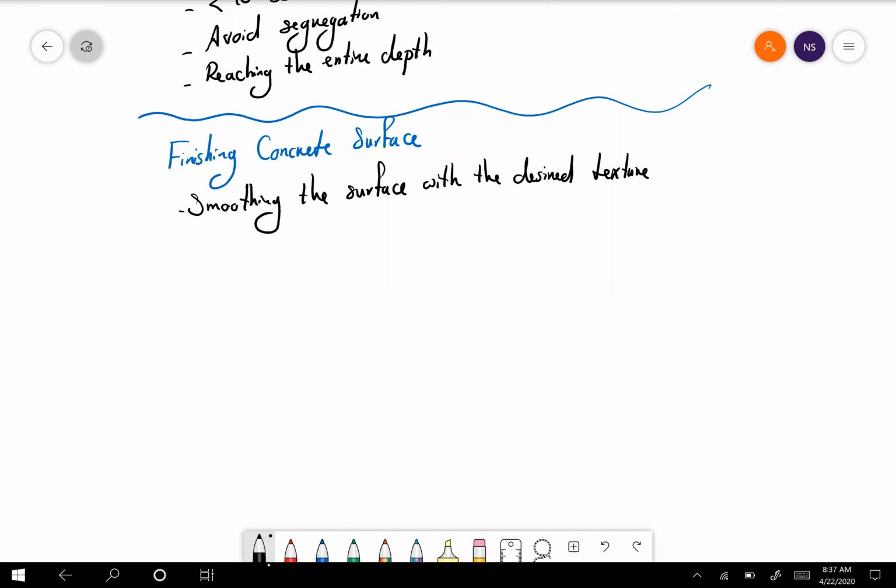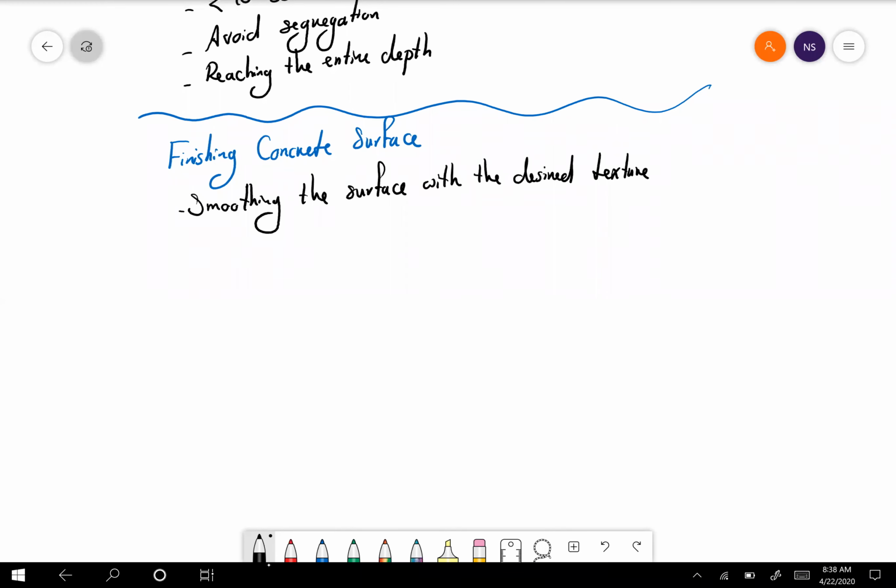We call it desired texture because sometimes you need a very smooth and shiny surface. For example, if it's a parking lot, you need a smooth surface, and sometimes you need a rough surface. For example, if it's a pavement surface, you need to have some level of roughness at the surface. And sometimes if you look at the concrete bridges, you see imprinting on the surface of the finished concrete. That's happening at the finishing process.